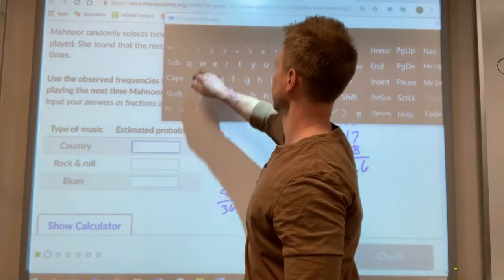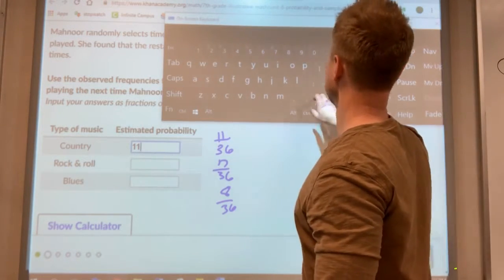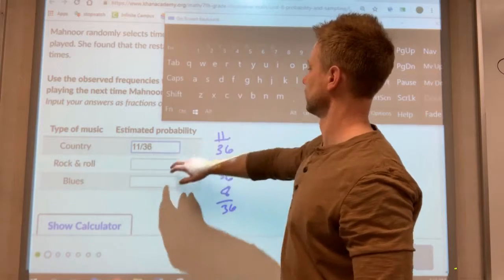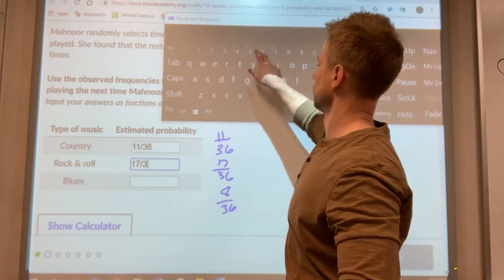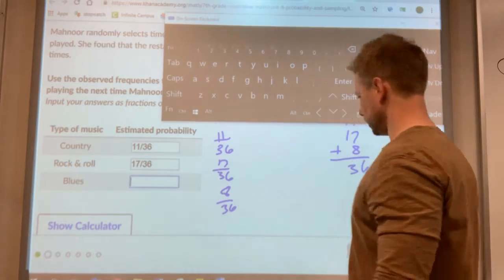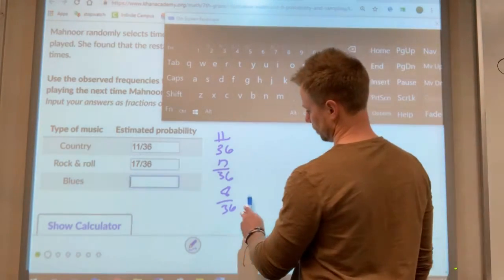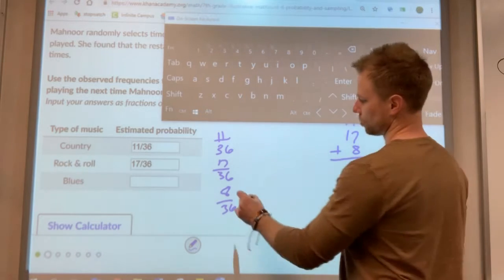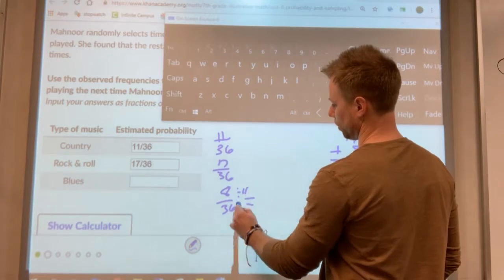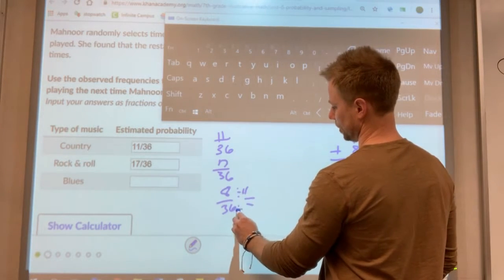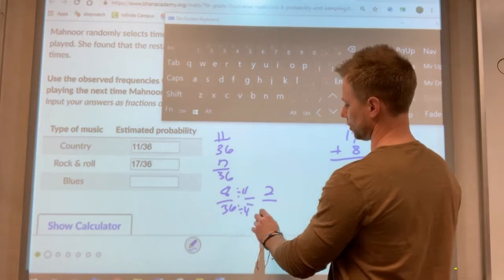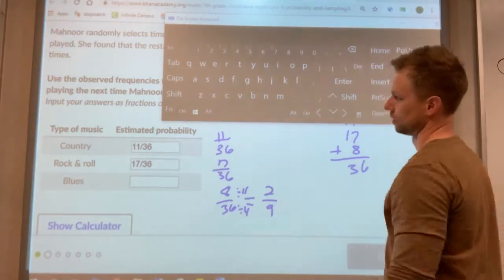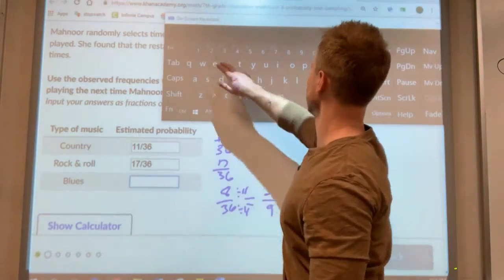Let's move this up here. We have 11 out of 36, 17 out of 36, and 8 out of 36. We can actually reduce that, and if we can, we should. So 8 can be divided by 4, and 36 can be divided by 4. 8 divided by 4 is 2. 36 divided by 4 is 9. So that would be 2 out of 9.